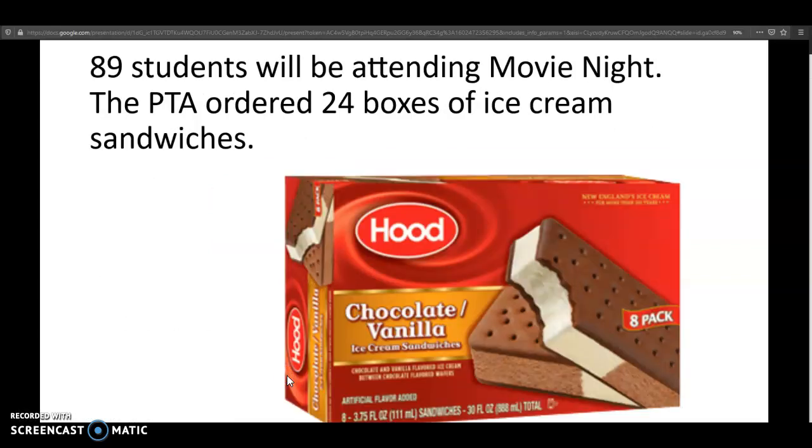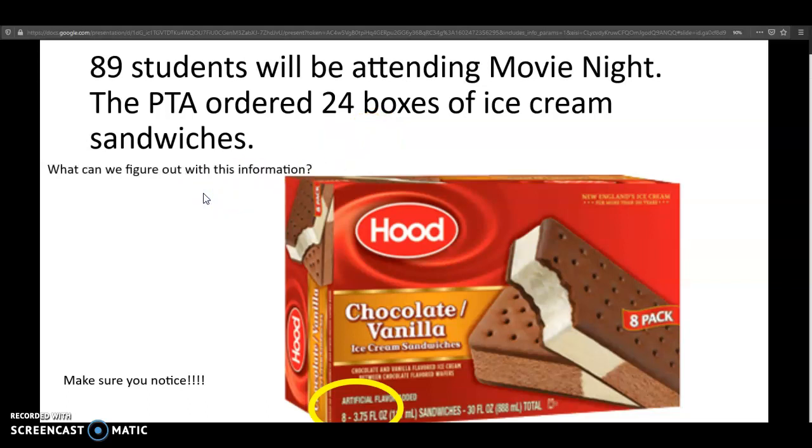Here's another part of it. 89 students will be attending movie night. So now we know how many kids will be there. The PTA ordered 24 boxes of ice cream sandwiches. Make sure you notice right down here, there's an 8. That means there are 8 ice creams in a box. Right here it also says 8-pack, another place you can find that. So we have 24 boxes and 8 ice creams in every single box.